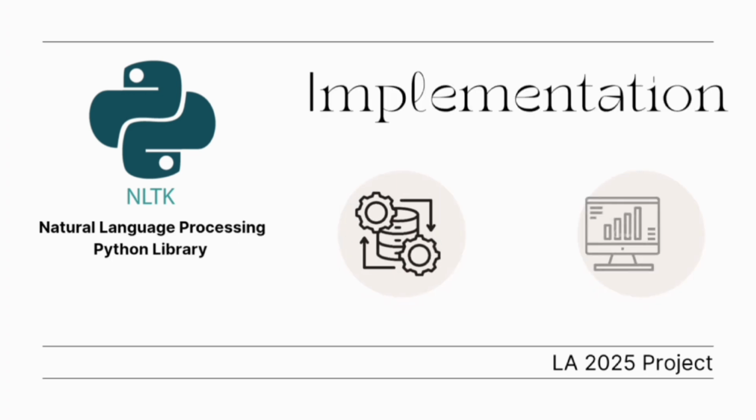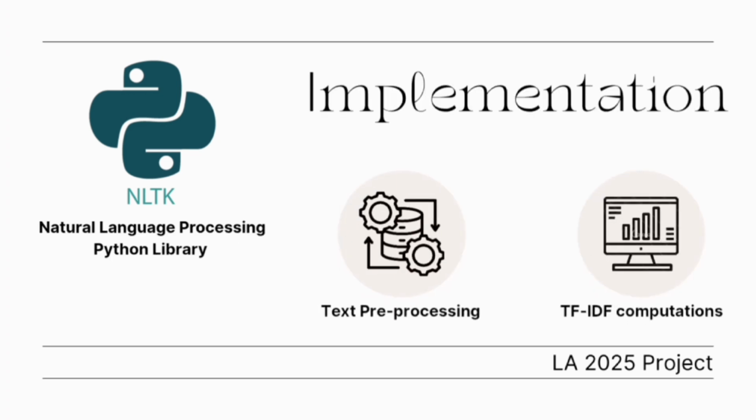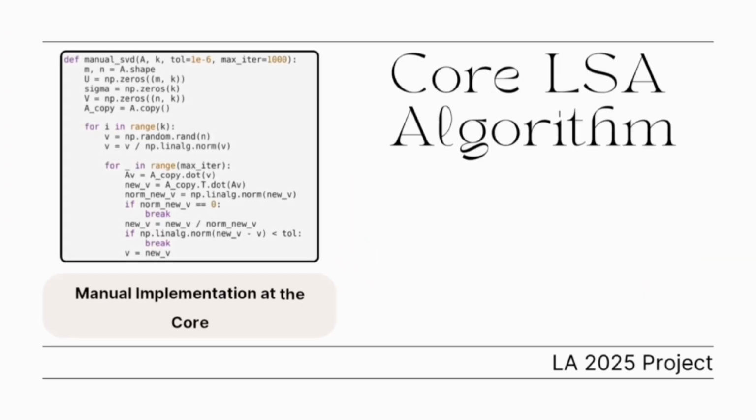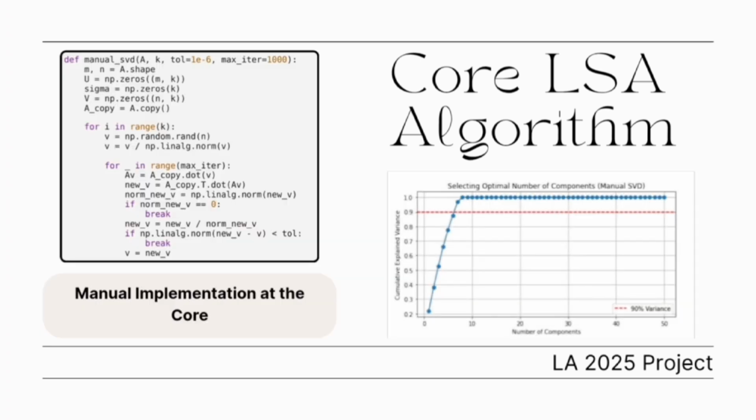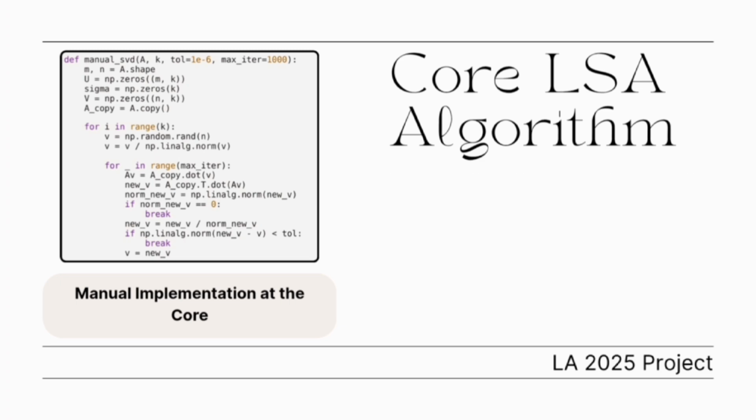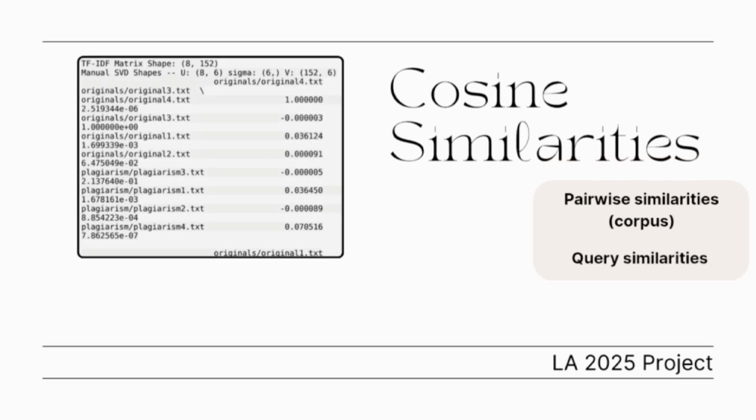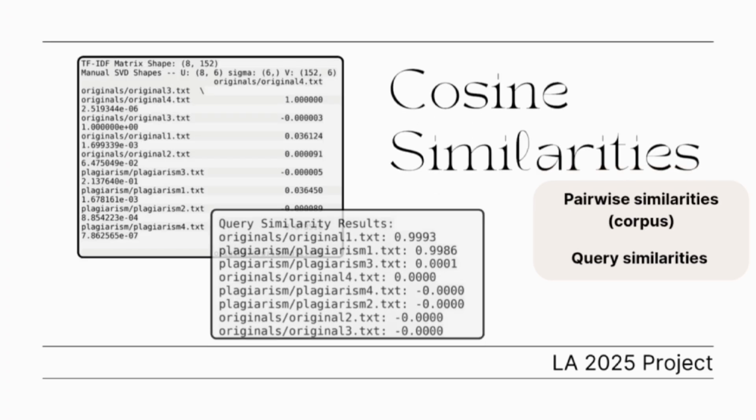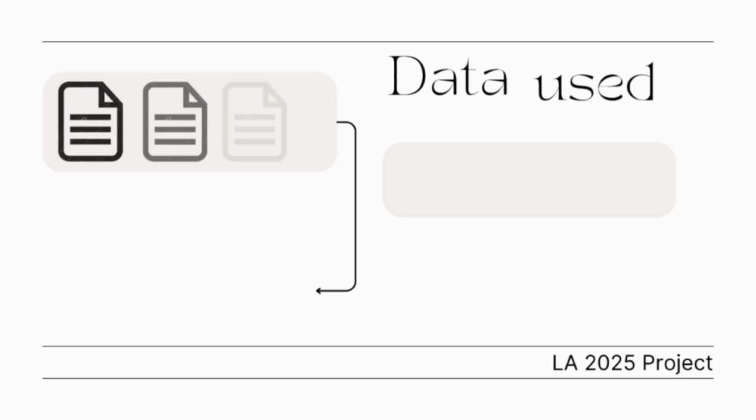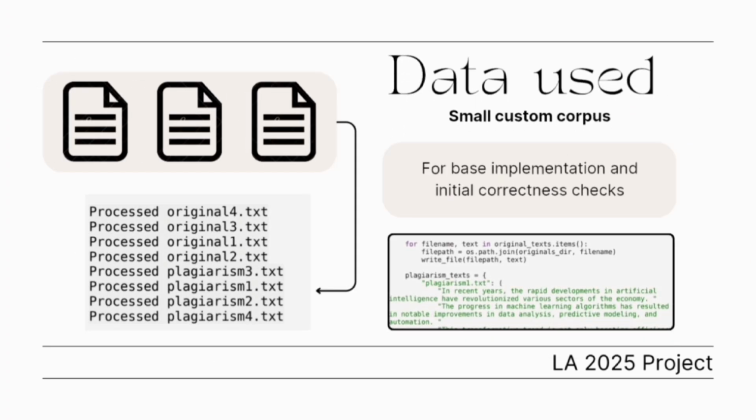It helped with text preprocessing and the TF-IDF weights computation. Then we used a manual implementation of SVD at the core. The code provides a visual representation of k, which captures the chosen amount of variance, and then at the very end, it shows the cosine similarities, either between the corpus itself or between the corpus and the chosen query from the user. While implementing, three various corpuses were used.